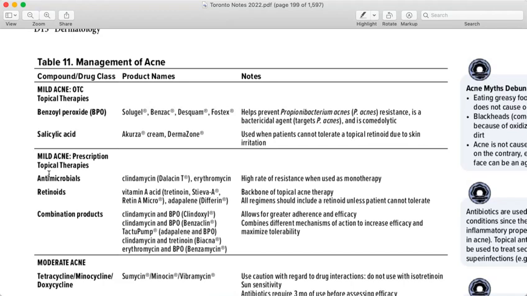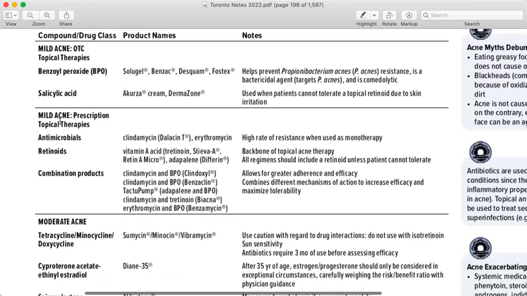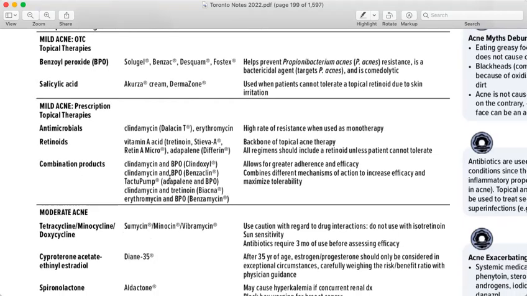Now for prescription, if this is a mild one, you are going to start with the topical one. What are those? Antimicrobials, retinoids, and combination therapy, where both are used. Benzoyl peroxide with clindamycin. But if you have to choose which one is more effective, then combination therapy is always more effective than using it alone. So antimicrobials and topical retinoids can be used in mild acne, and then combination therapy where clindamycin and benzoyl peroxide can be used together, or clindamycin with tretinoin can be used together.